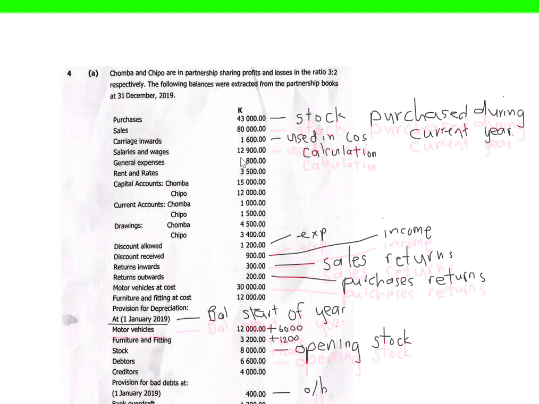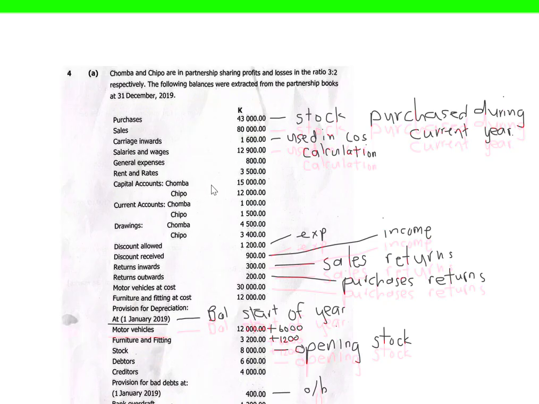The salaries and wages for the year was 12,900, and you'll see that one of the partners' salaries was included in this amount, and it needs to be taken out and shown separately in the current account, but that's more for the balance sheet. We're going to do the income statement first. Then there were general expenses. There is an adjustment with regard to the general expenses, and there's also an adjustment with regard to rent and rates. Those adjustments, there's more information in the additional information.